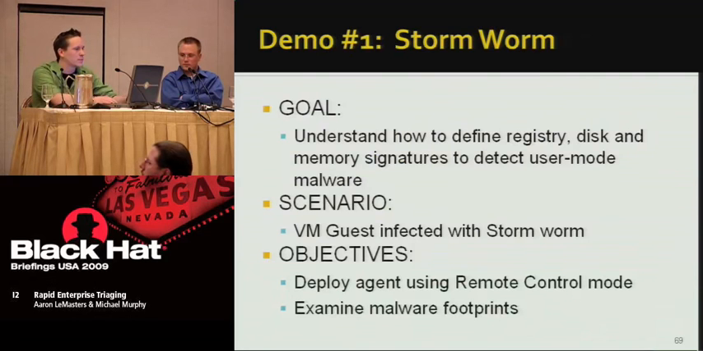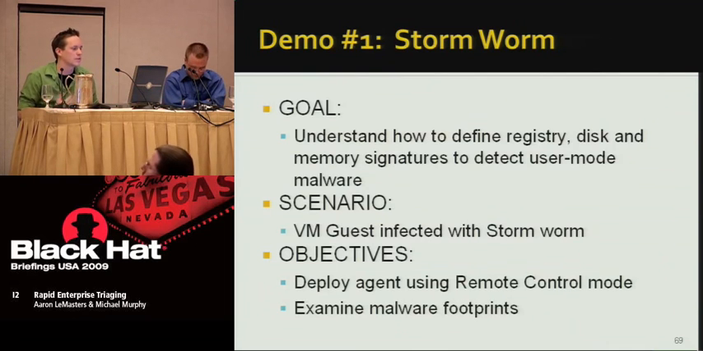Okay, the first demo. These are going to be real short demos, just to show you how the tool works. This is the stormworm example. We're going to walk through defining these signatures in real time. The VM guest was infected with stormworm, and we're going to deploy the agent using remote control mode and examine the registry signatures that we find.